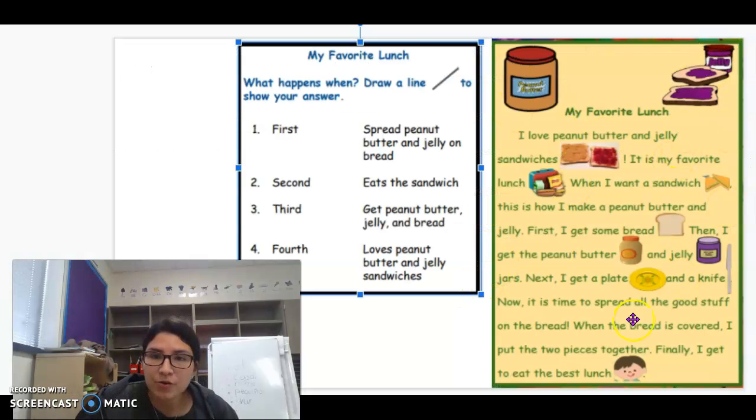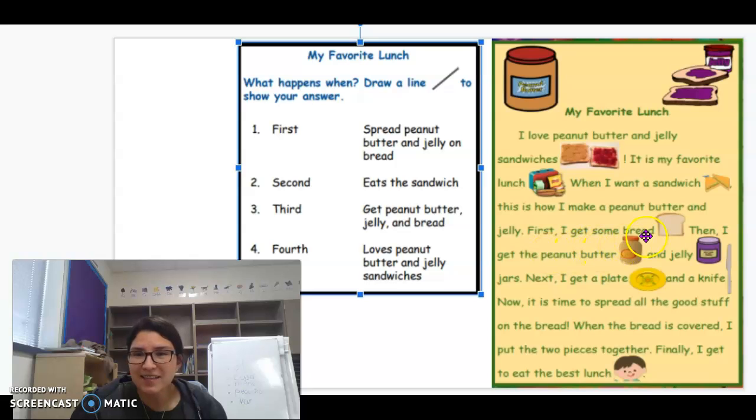So right here I have a little story I'm going to read to you twice, and then I need your help to put them in order, chronological order. First, second, third, fourth, or first, next, then last. So I'll read it twice. The title is My Favorite Lunch. I love peanut butter and jelly sandwiches. It is my favorite lunch. When I want a sandwich, this is how I make a peanut butter and jelly.